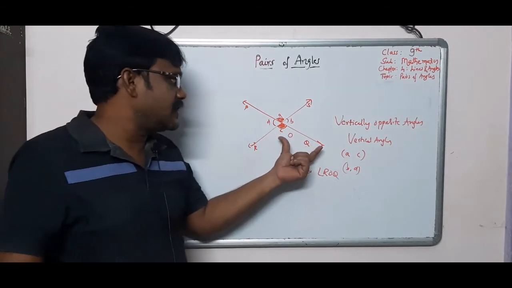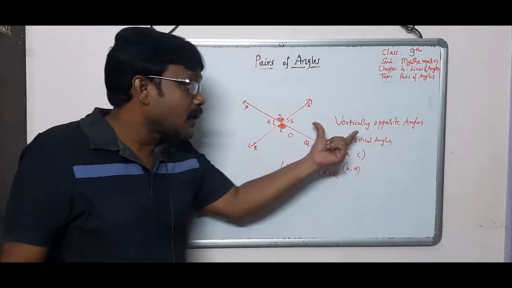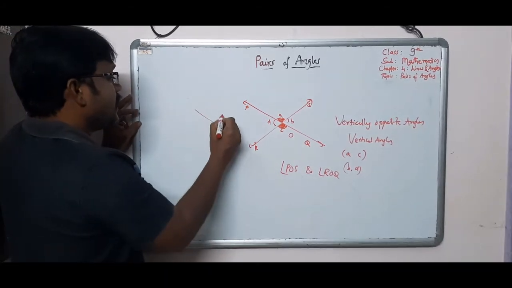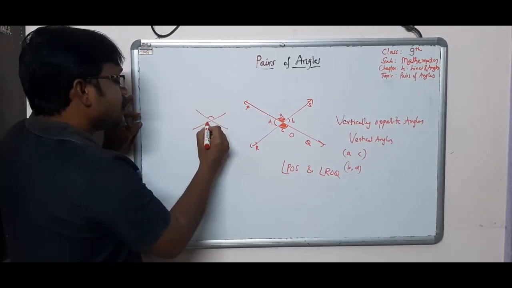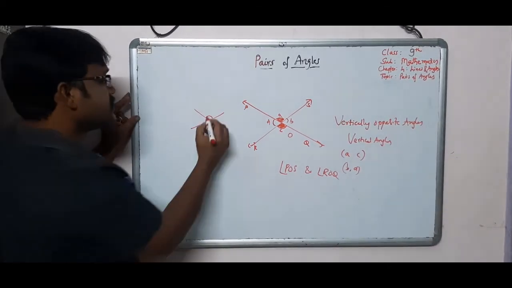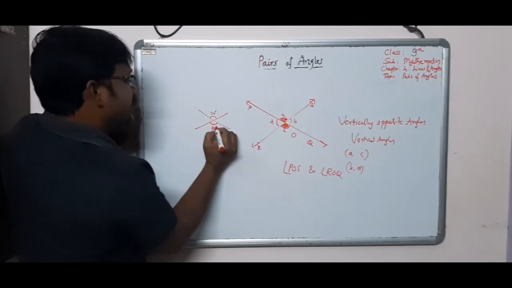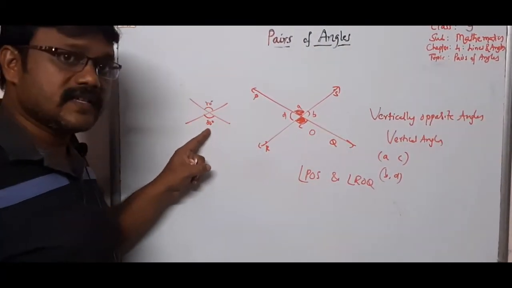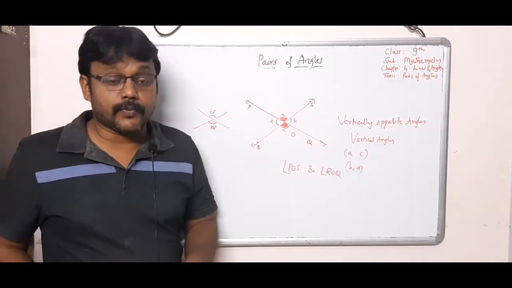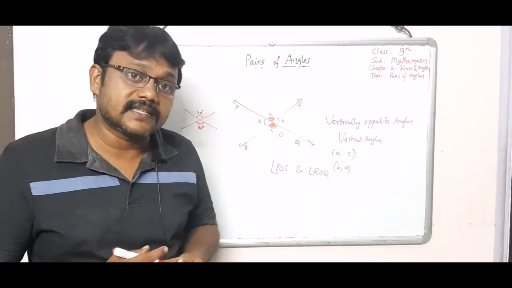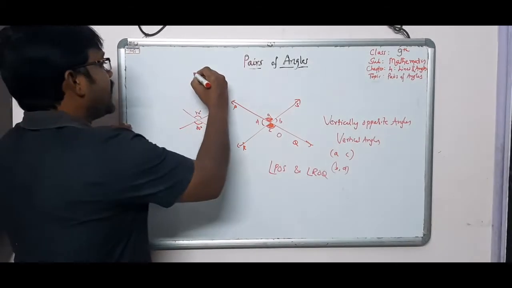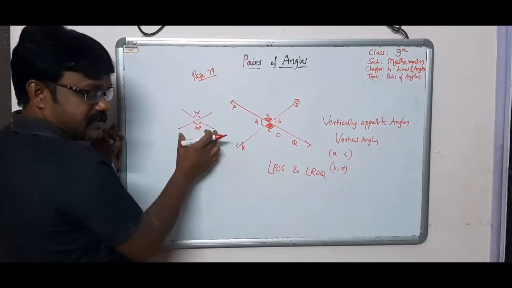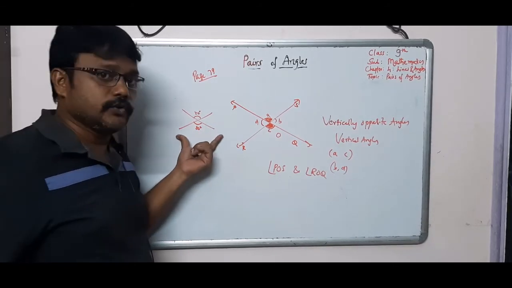In the later stages, you will realize that vertically opposite angles are always equal. So suppose this is 80 degrees, this will be 80 degrees. Vertically opposite angles are always equal. That's an important property, and you have an activity on page number 79 of your maths textbook based on this property. You can finish it.